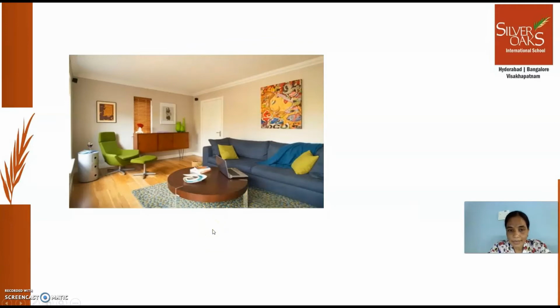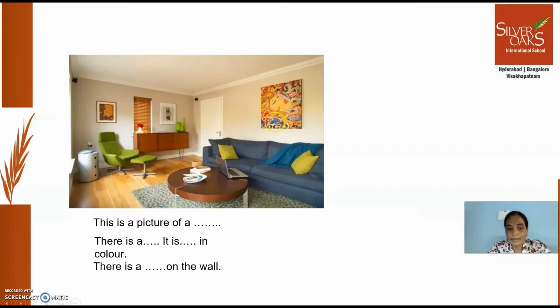Now let me give you some examples of how you can describe this room in sentences. You can start like, this is a picture of a room or a drawing room. There is a sofa. It is dash in color. What is the color? It is gray in color, right? Then there is a painting on the wall or a picture on the wall, right?